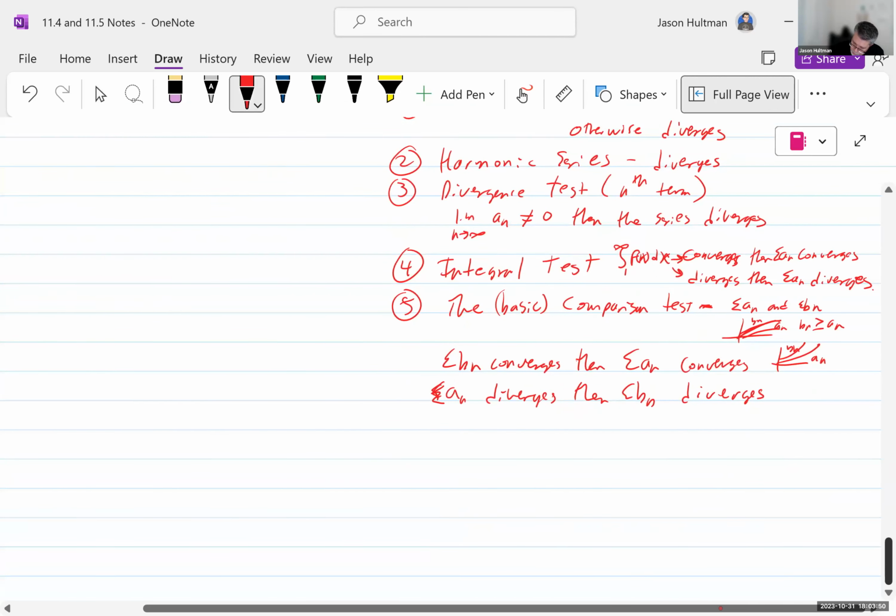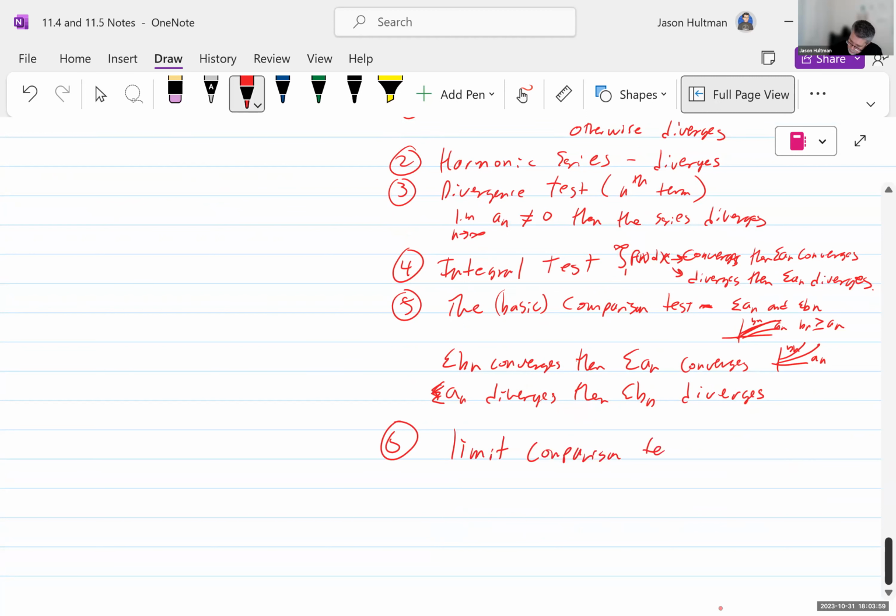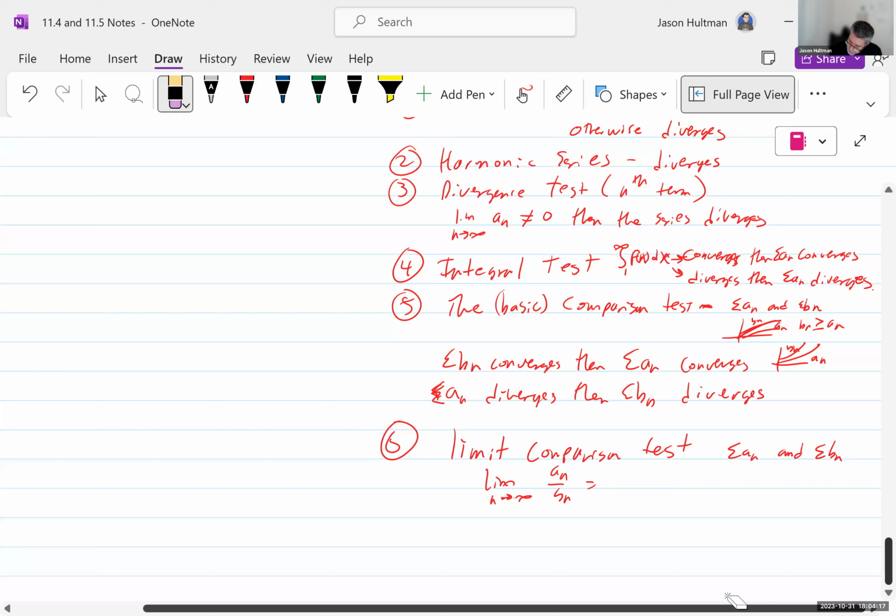Then test number 6 was the limit comparison test. The limit comparison test says that if I have a sub n and b sub n, and the limit as n goes to infinity of a sub n over b sub n is equal to a positive constant, then they both converge or both diverge.